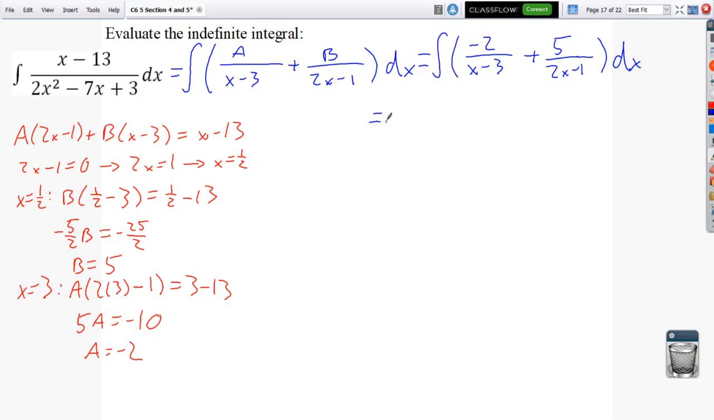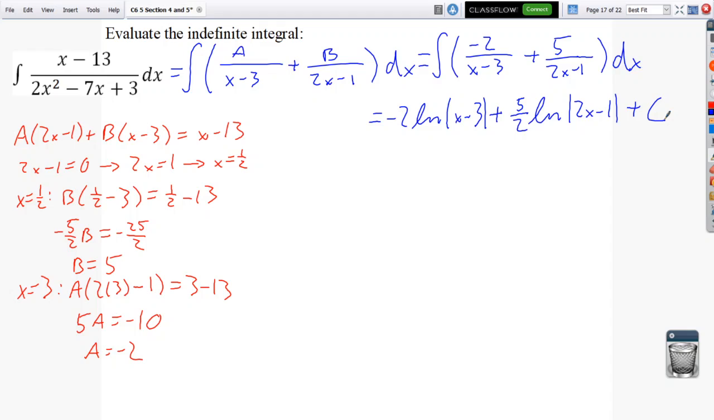First one is not that hard. That's just going to be -2 ln of the absolute value of x minus 3. The second one is where you guys are going to get got. Technically, it would be u substitution because we have a chain of 2 here. But really, you could have it as just 5 ln of the absolute value of 2x minus 1 and divide off your chain here. So again, like one of those unofficial u substitution problems.